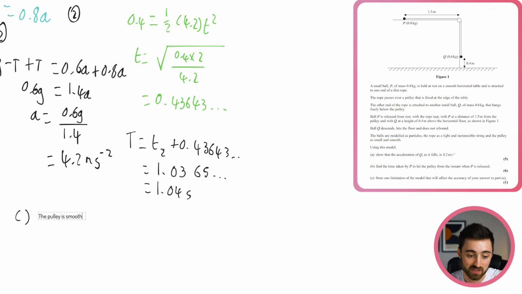In reality, what would happen? Well, there'd be a bit of friction at the pulley, which would then take some energy out of the system, change the velocities, change the times. There are many assumptions that we make in the A-level mechanics course that would really affect the real world answer.